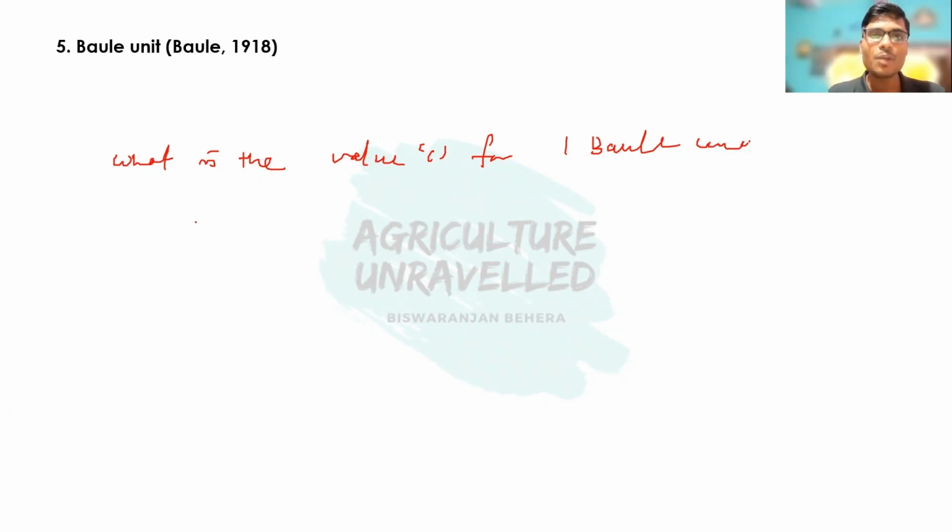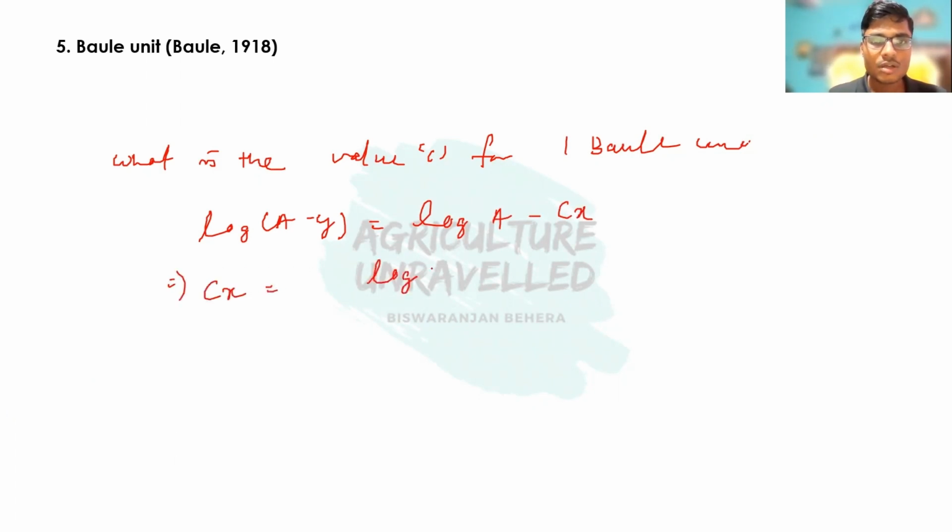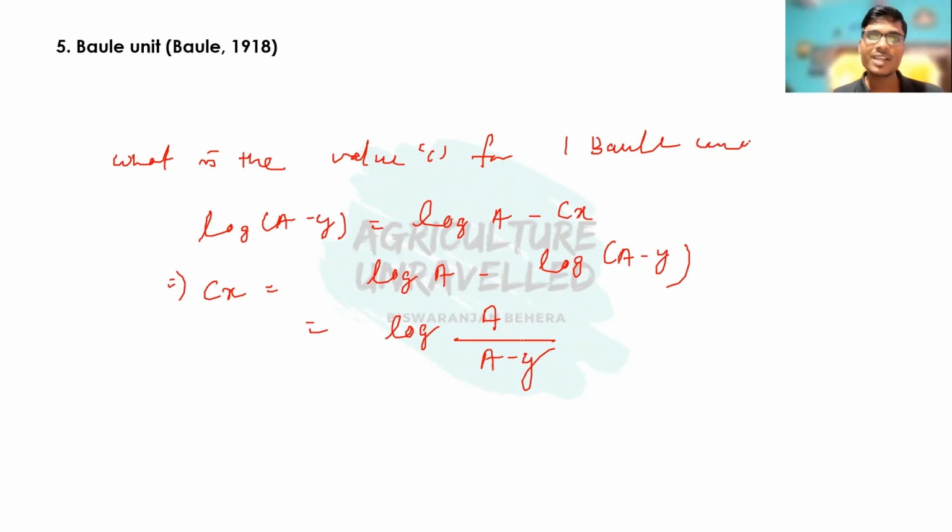So we have already derived the modified version of Mr. Lewis law, which says that log A minus Y is equal to log A minus Cx. Okay, so from this we can calculate Cx is equal to log A minus log A minus Y, and we can write this as log A divided by A minus Y. So for Boule unit, what will be the value of A? For example, A is the 100% target. So here we can write the value of A is 100.